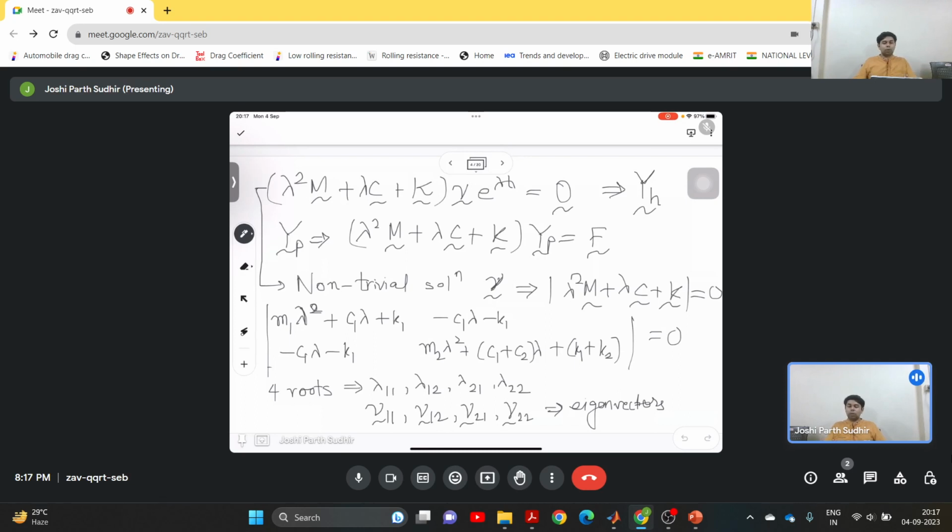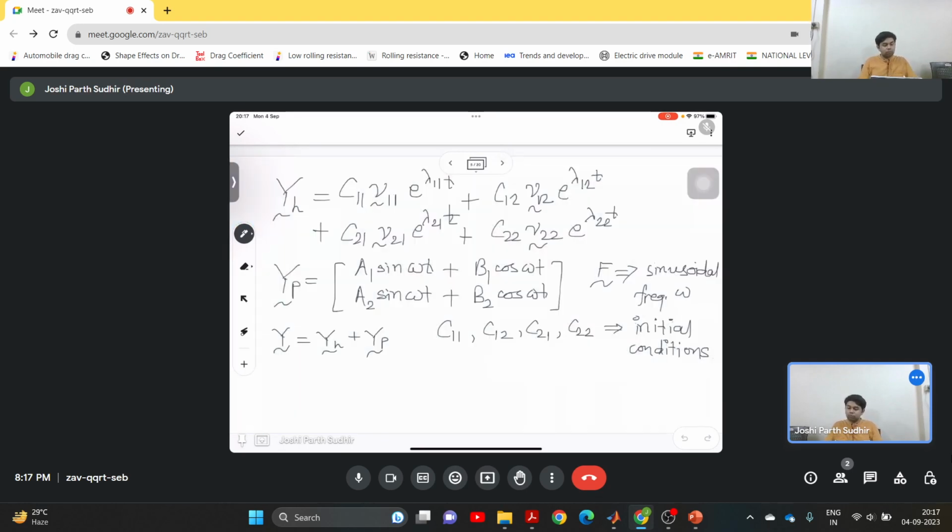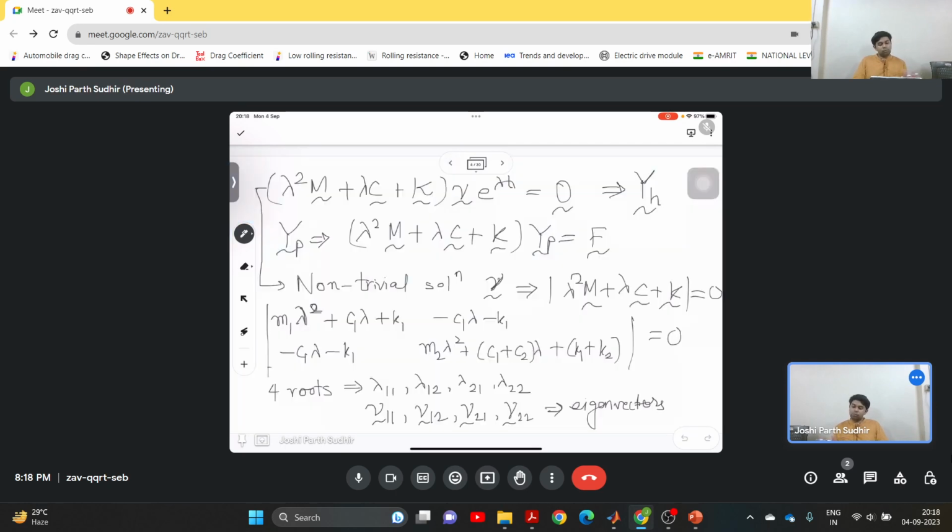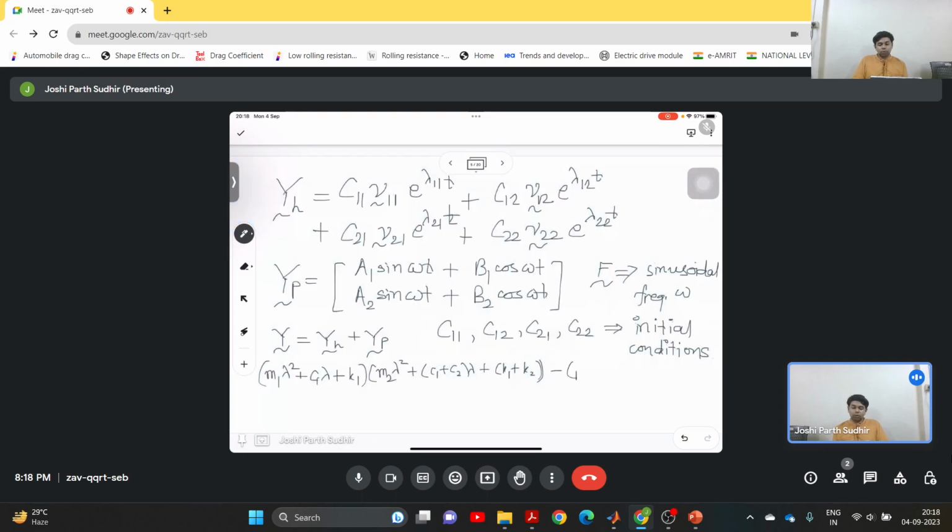Now here let us try to solve for our determinant. So it will be m1 lambda square plus c1 lambda plus k1 into m2 lambda square plus c1 plus c2 lambda plus k1 plus k2, minus c1 lambda plus k1 whole square, is equal to 0.